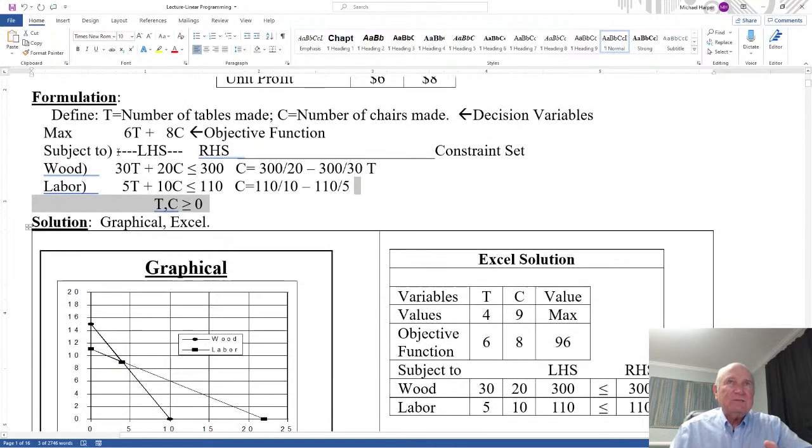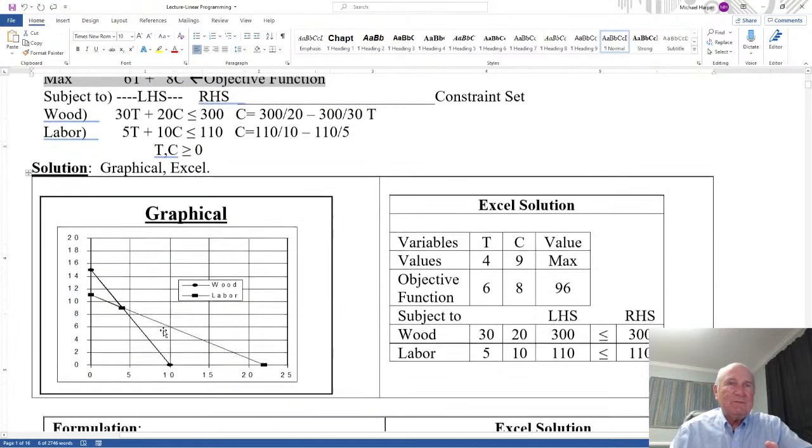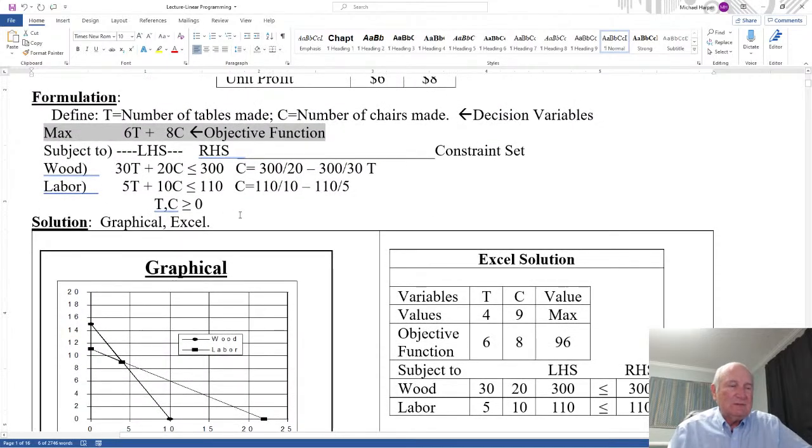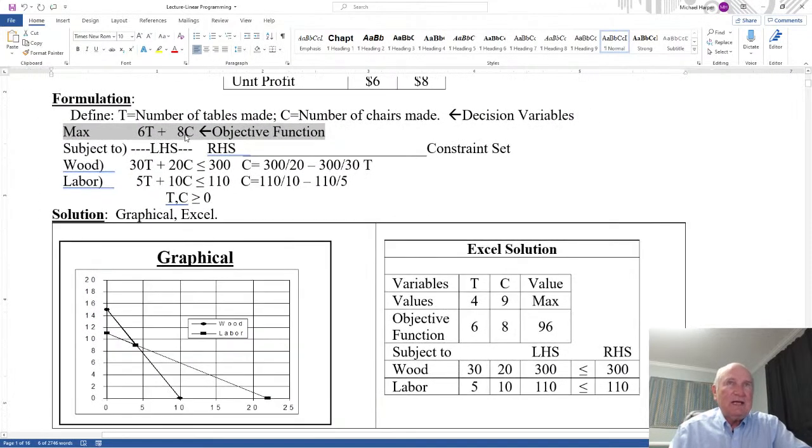So now I want to maximize 6T plus 8C. Okay, that's my profit. If I make 0 tables and 0 chairs, then my profit is 0. If I make 1 table and 1 chair, then my profit is going to be 14. But 1 and 1 is going to be right in here somewhere.